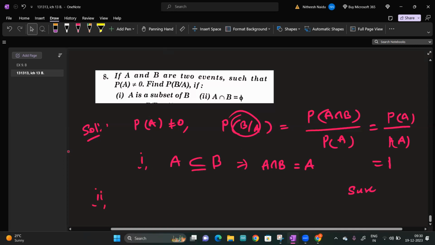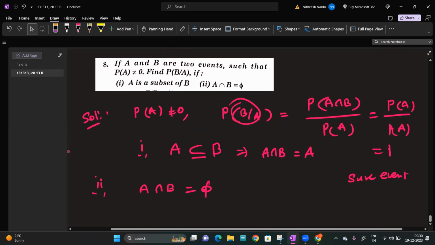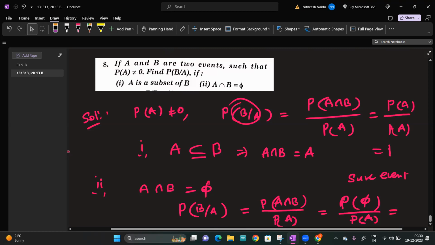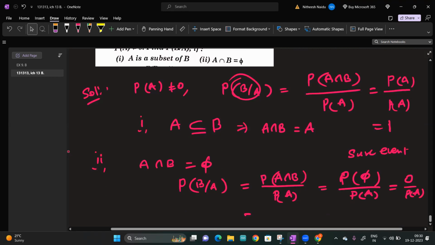Next case. He said A intersection B is equal to the empty set. Let's calculate probability of B given A, which is P of A intersection B divided by P of A. So P of A intersection B is P of the empty set. Can anyone tell me what is P of the empty set? The probability of the empty set is 0, and 0 by P of A is 0. So B given A is impossible in this situation.